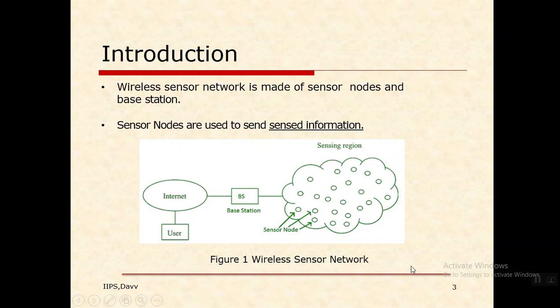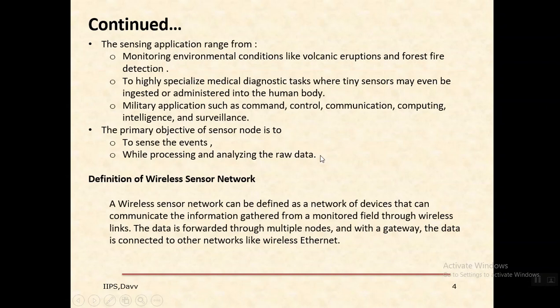This is the basic block diagram of a wireless sensor network. So the application of sensing, why do we need the sensor network? Because it is very useful in monitoring environmental conditions like volcanic eruptions, because it can sense thermal data. And in medical diagnostics also it is very useful, as tiny sensors can be ingested or administered to monitor the organs. It is also very useful in military applications. So the basic primary objective of a sensor node is to sense the event while processing and analyzing the raw data.